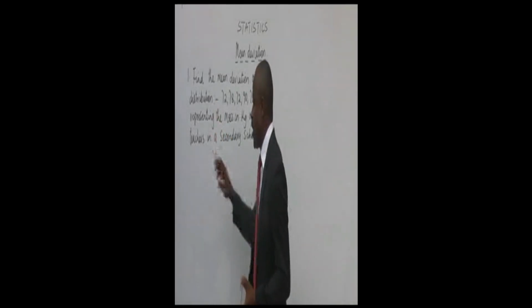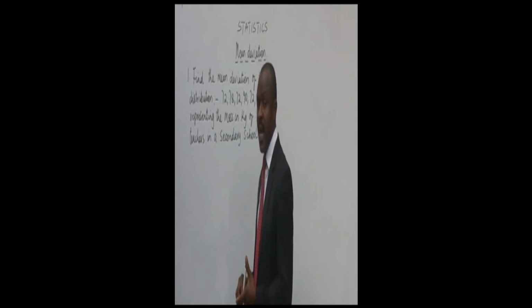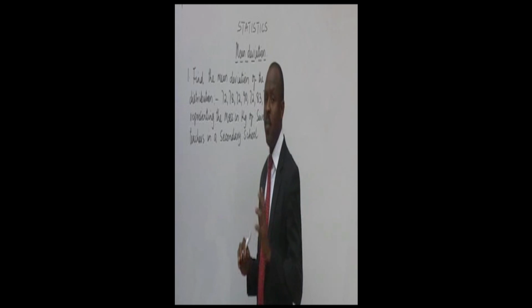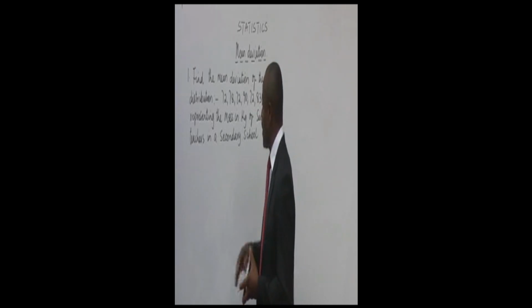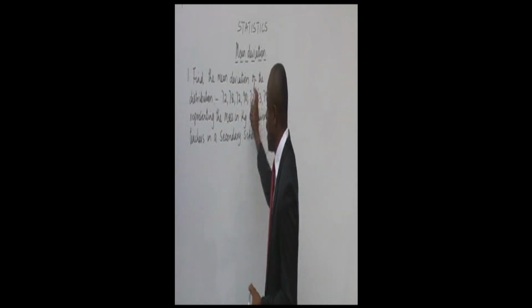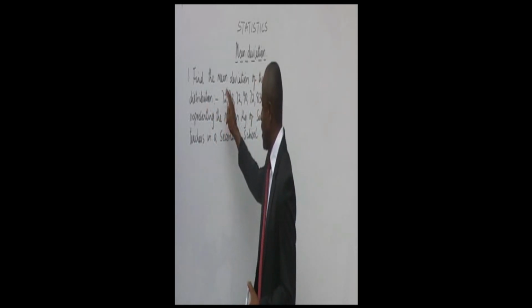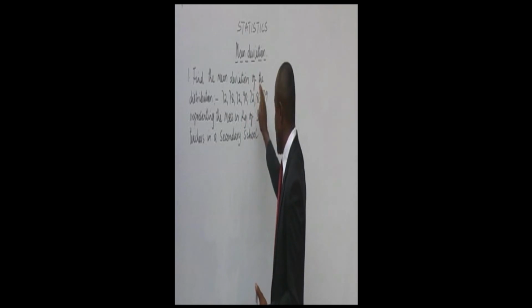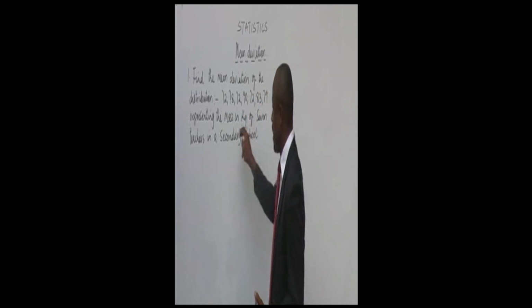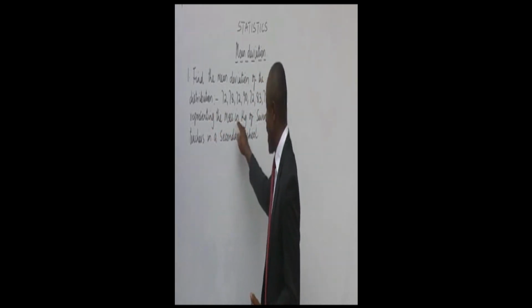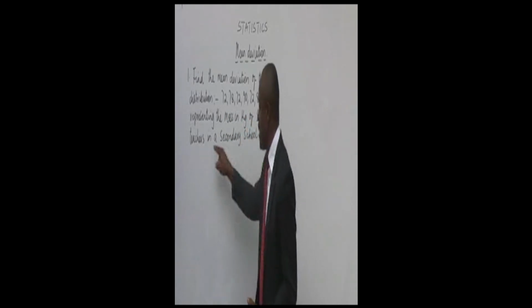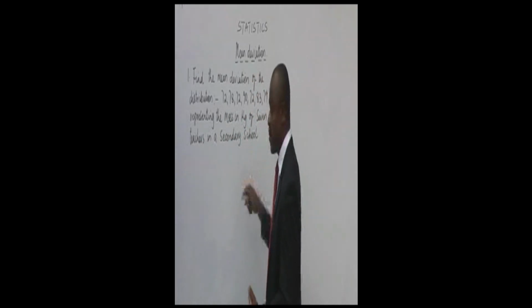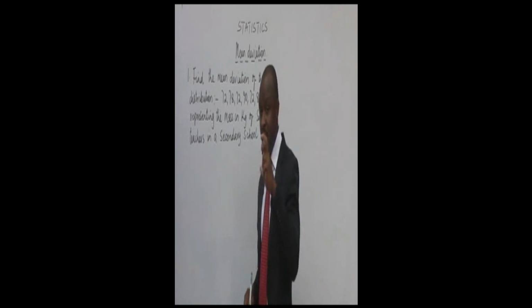This is the first question we want to tackle in our discussion on mean deviations. We just said we should find the mean deviation of the distribution 72, 78, 72, 90, 72, 83, 79, representing the mass in kilogram of 7 teachers in a secondary school. Mean deviation.